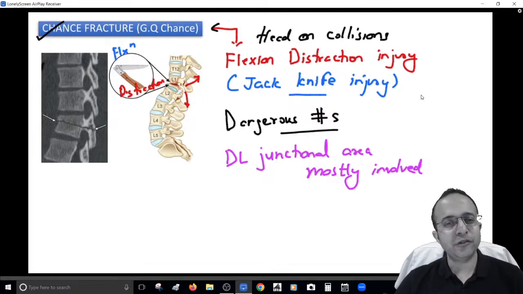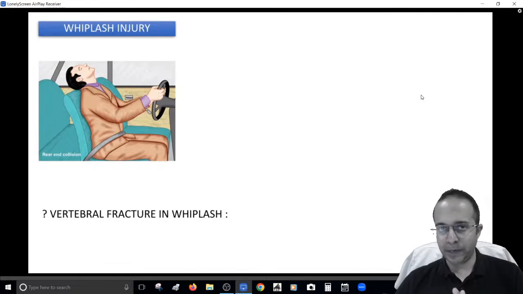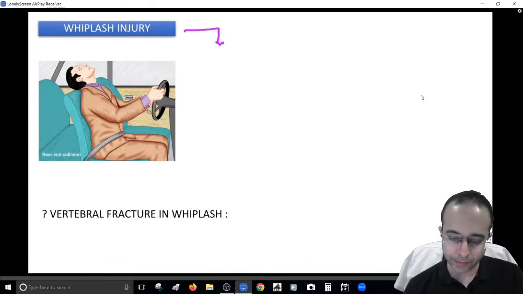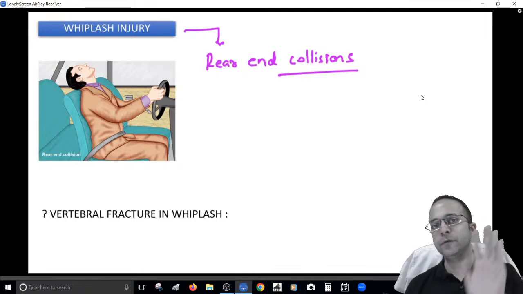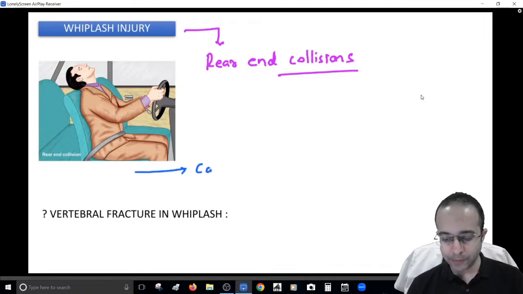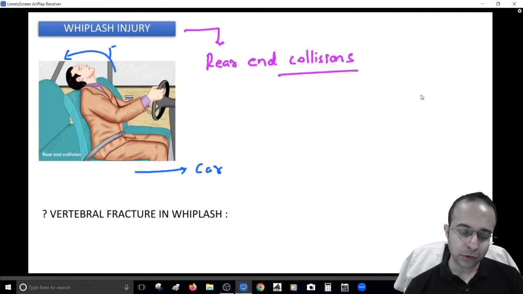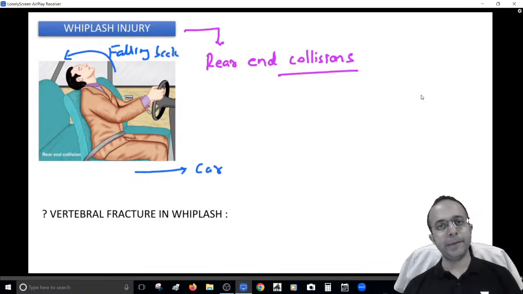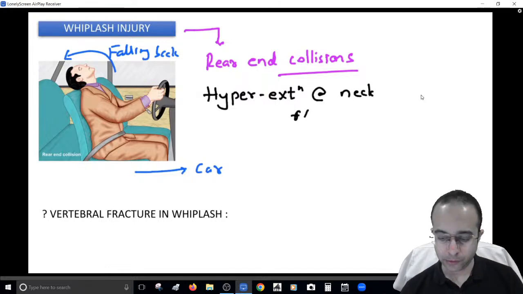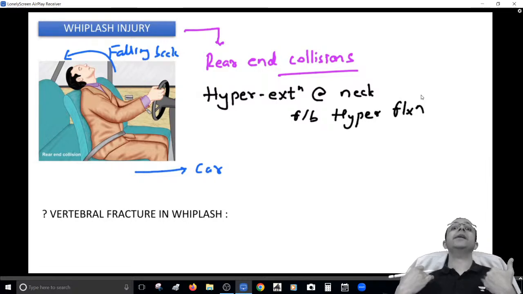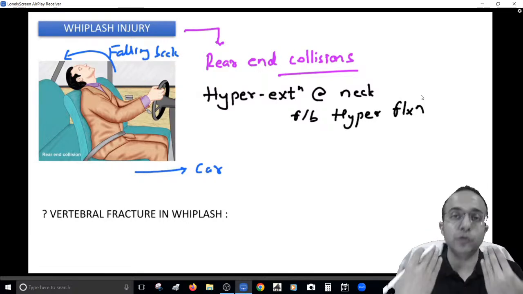Now, a lot of you were talking of whiplash injury here, please. That's absolutely a different pattern, because this is an injury pattern that you rather see in rear-end collisions. Okay? So you are sitting in the car and someone hits you from the back. So your car will be moving, but because of inertia, you will be falling back. Am I right? So what is going to happen at your neck will be hyperextension. And once the car stops, this will be followed by that hyperflexion. Because first you're going to be thrown back, then as the car will come to a halt, you're going to be thrown in front. So it's an extension followed by flexion.